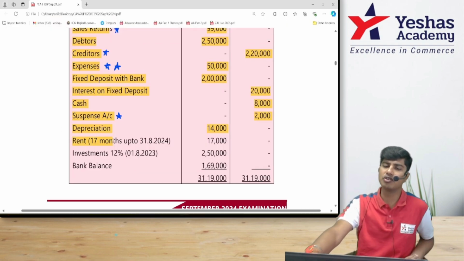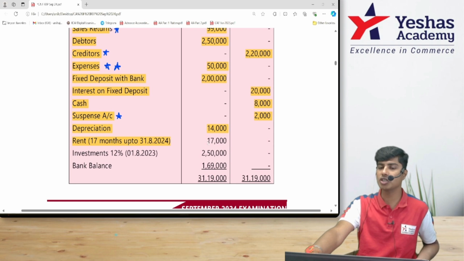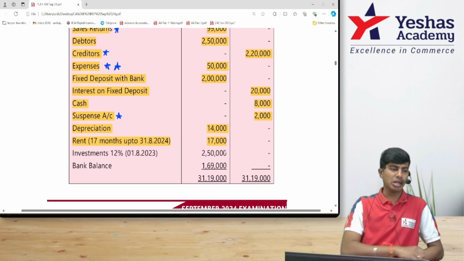What is after the depreciation? Rent. See, rent, they've told that it is paid for 17 months. How many months did you pay? But in 1 year, how many months are there?